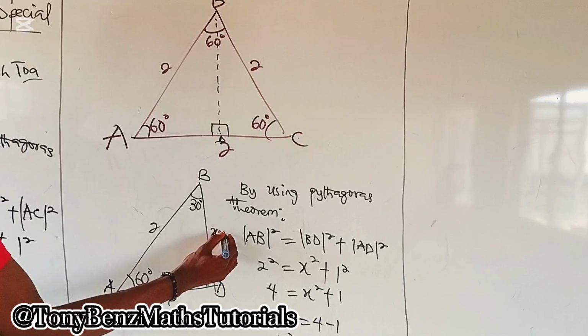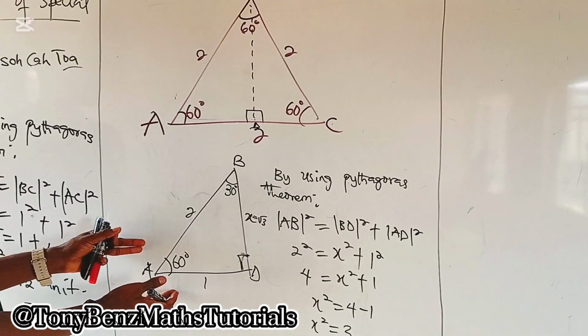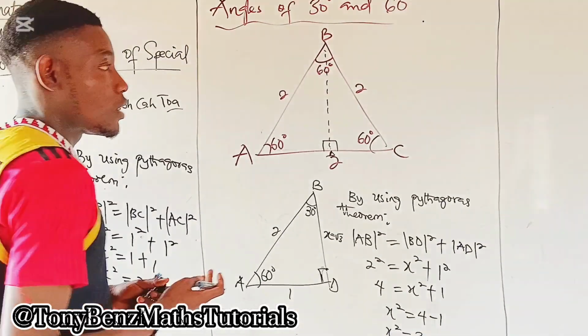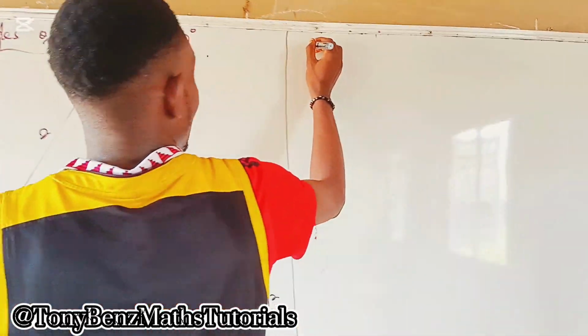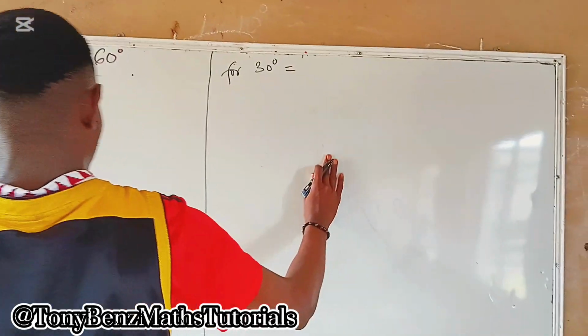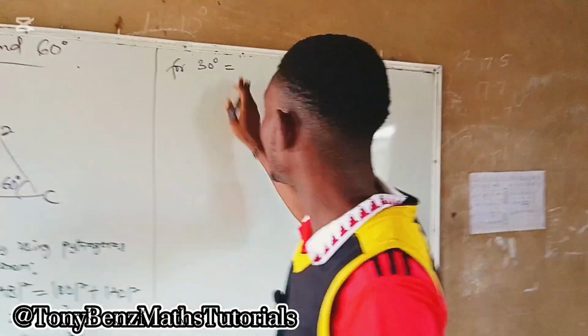That means here is square root of 3 units. So with this, we can now find the special angles of 30 degrees and 60 degrees. Okay, for 30 degrees, this is what we have.